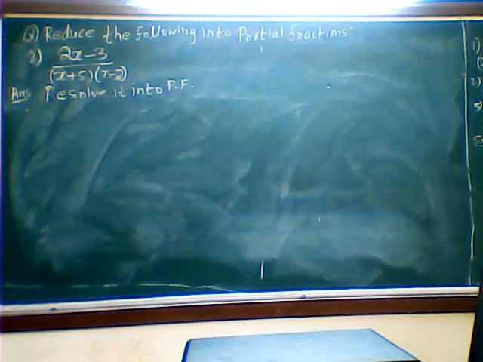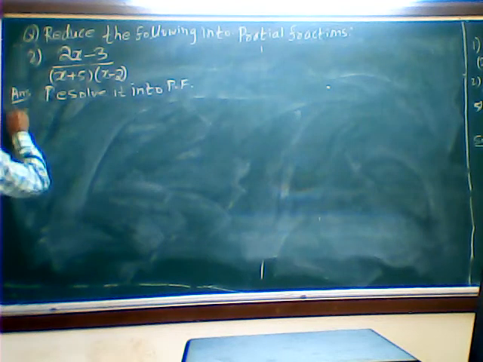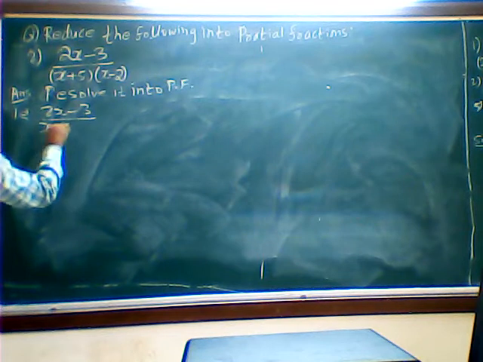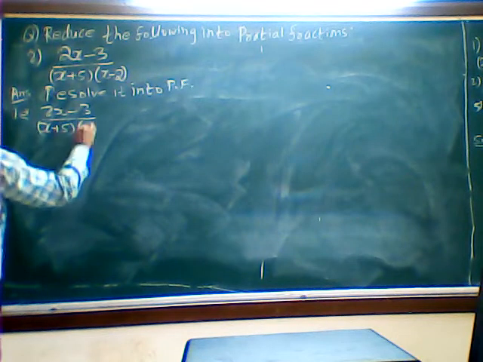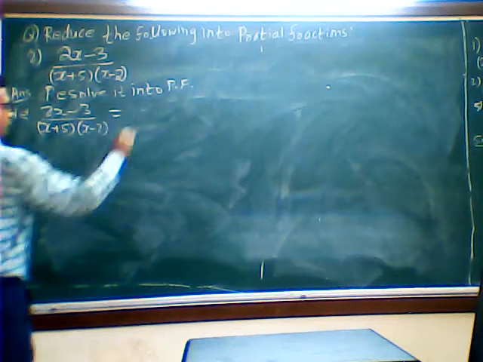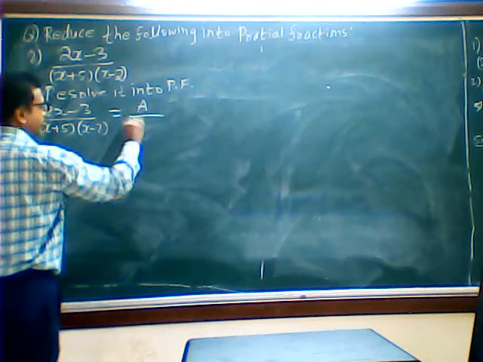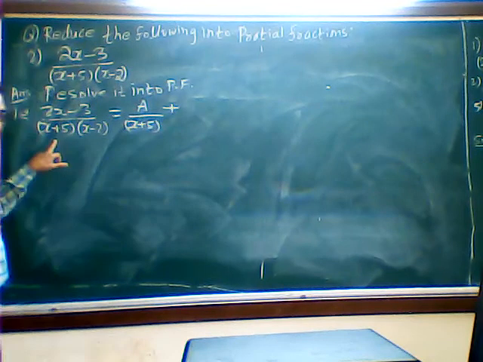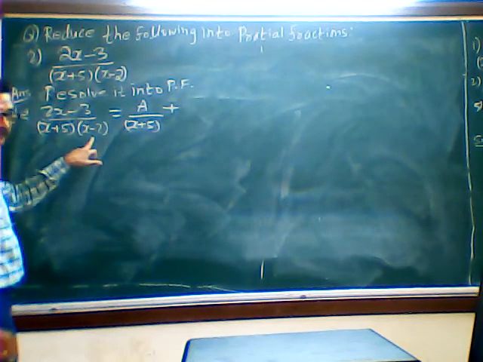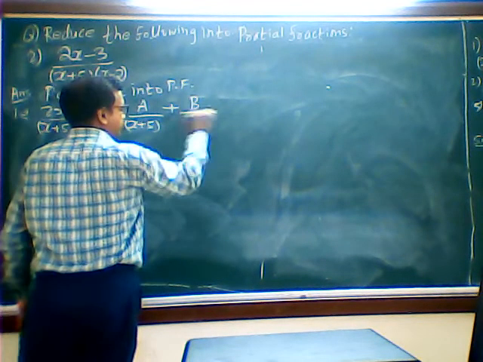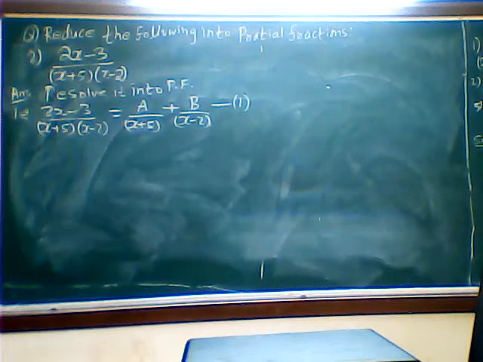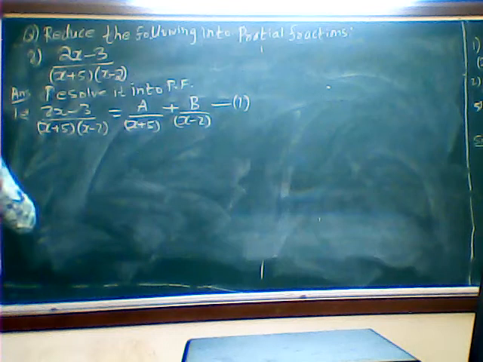So how we are going to do? That is, (2x minus 3) divided by (x plus 5) into (x minus 2) is equal to A upon x plus 5, plus, this is again a different factor, x plus 5 is different, x minus 2 is different, that's why again B upon x minus 2. This is my equation number 1.